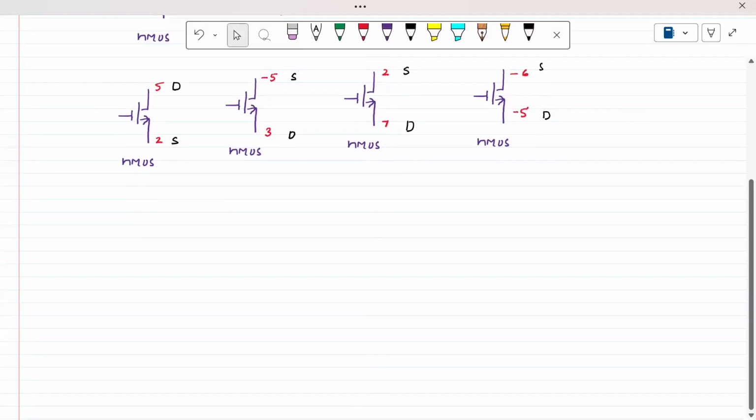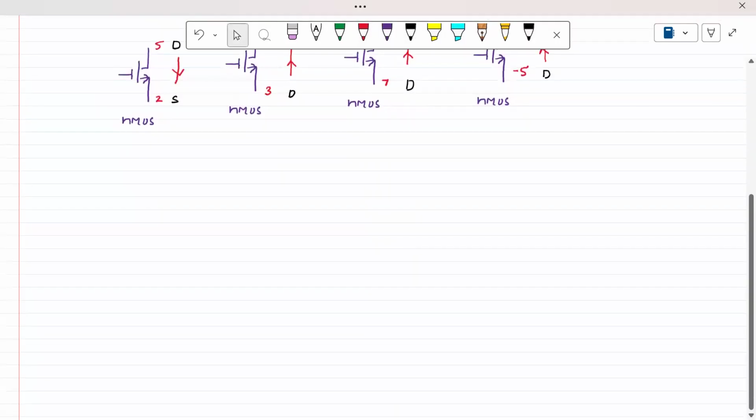Now, what is the current direction in this case? Can anyone help me? What is the current direction? So this is the current direction. In this case, here, bottom, here, drain to source, here, and also drain to source. But in general, we always try to write something like this.